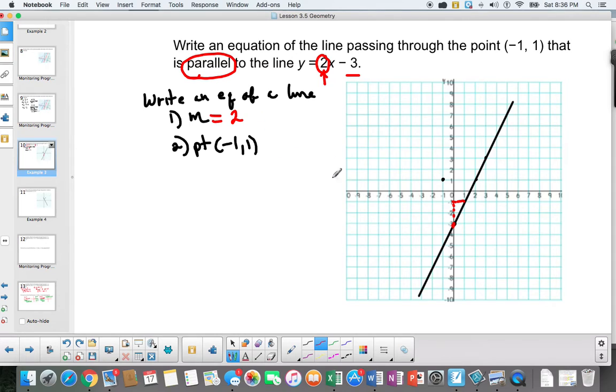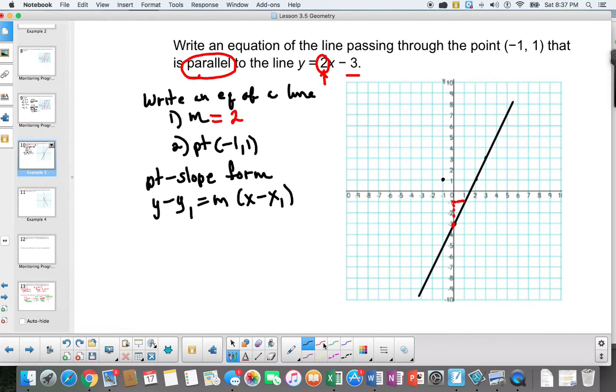So I have gotten the important information, and now I'm going to write the equation of the line using point-slope form. Now point-slope form looks like this. y minus y sub 1 is equal to m times x minus x sub 1. Now I'm going to put in red y sub 1 and x sub 1. y sub 1 and x sub 1 is this point right here. And of course m stands for this slope.